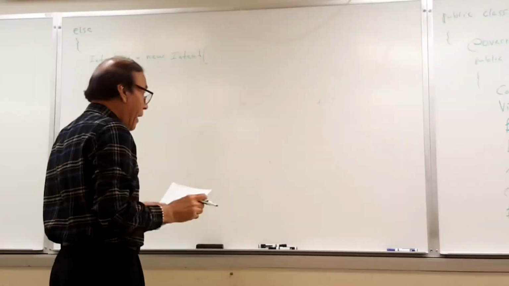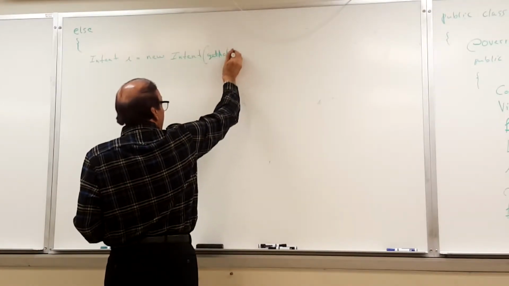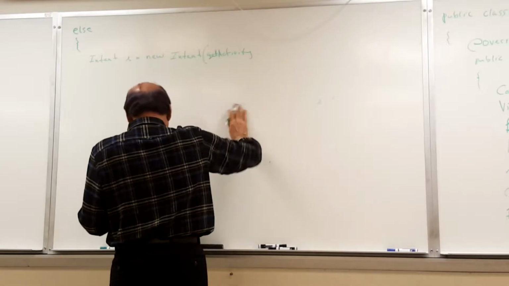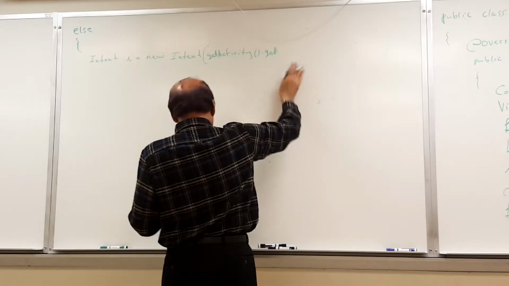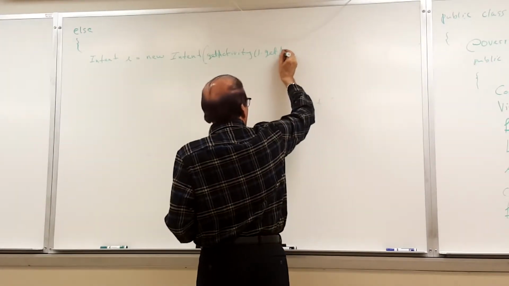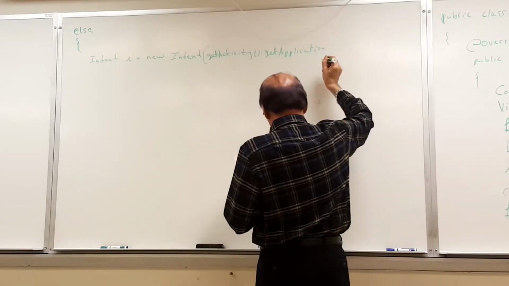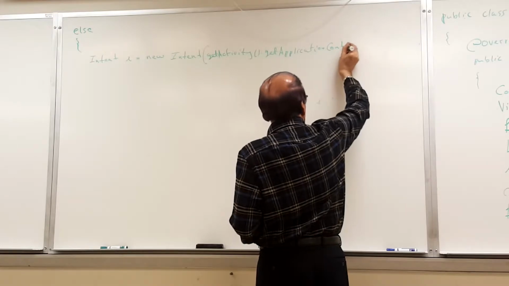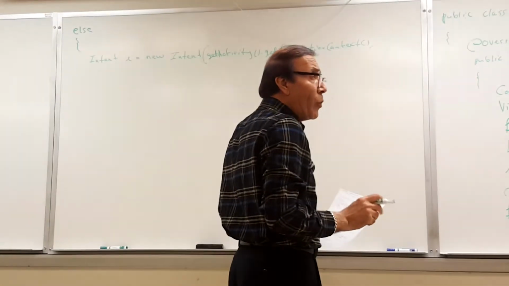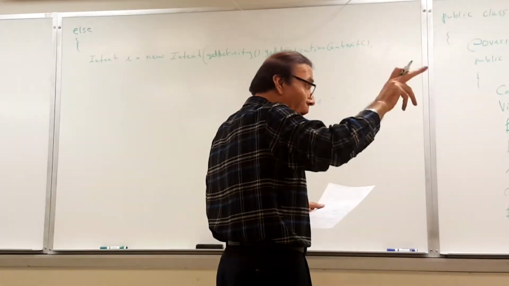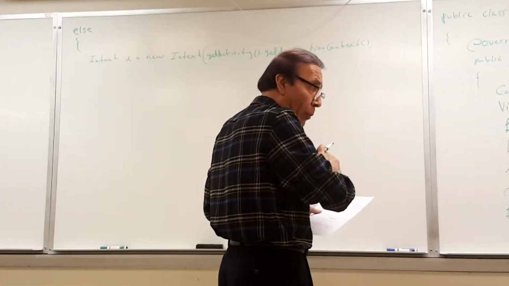We need to have context. Get activity dot getApplicationContext. Application context. This is the context, and now I need to call another Java program to display my text view, okay? I have not made that Java program, I'm going to make it for you.